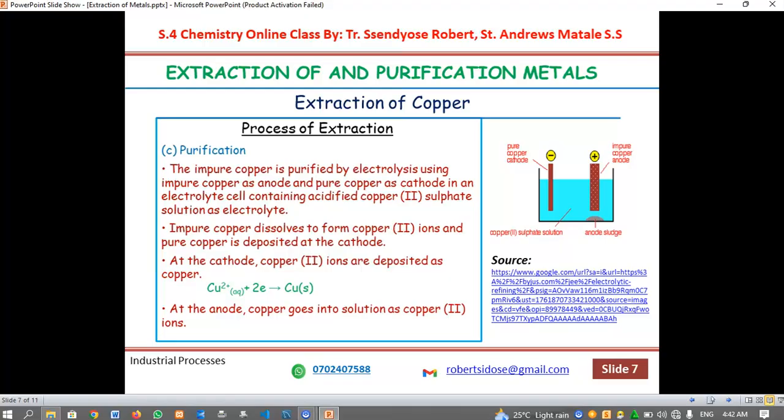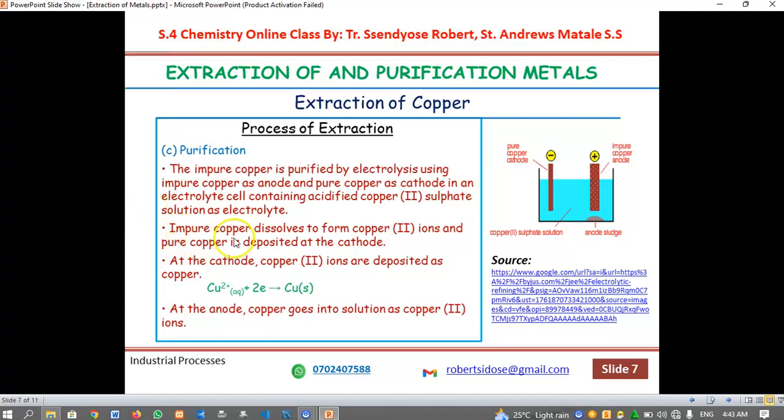we use the electrolysis method. Impure copper is purified by electrolysis using impure copper as anode and pure copper as cathode in an electrolytic cell containing acidified copper(II) sulfate solution as electrolyte. As we talked about in the electrolysis chapter, where we talked about oxidation and reduction. So now at this time we have the idea about electrolysis.